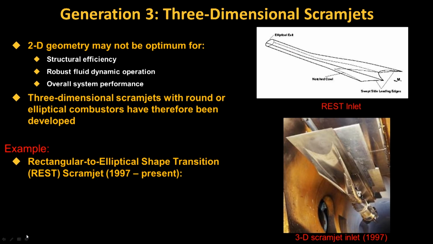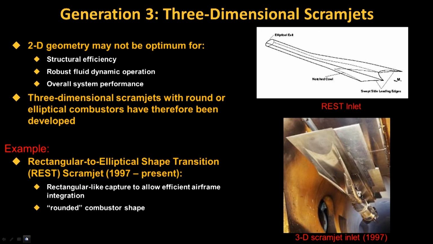One example of this is the rectangular to elliptical shape transition, or REST scramjet. This configuration was developed at NASA Langley in the late 1990s and includes a rectangular-like capture that enables smooth integration with the vehicle, a rounded combustor shape with elliptical cross-section, and a transition between these two shapes as an integral part of the inlet compression.